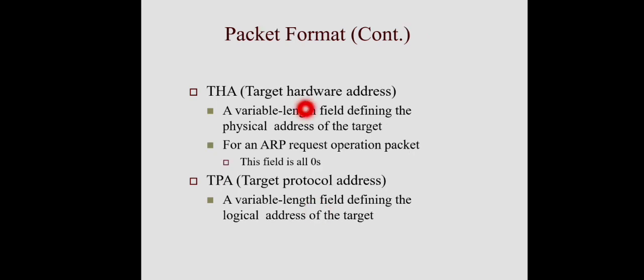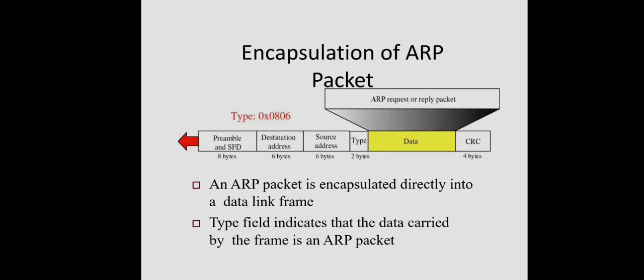Then the target hardware address. This is the MAC address or the physical address of the destination machine. In case of an ARP request, it will be filled with 0, right? Because we don't know the corresponding MAC address and we are inquiring for that. And the target protocol address is the IP address or logical address of the destination machine. So this is how a particular ARP packet will be constructed.